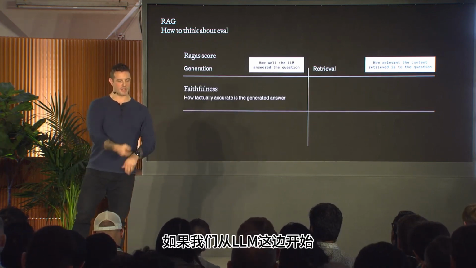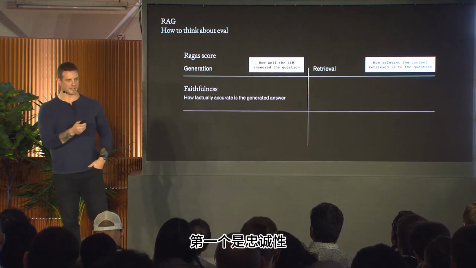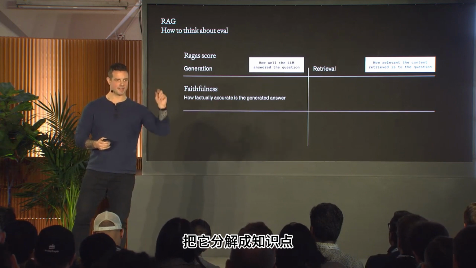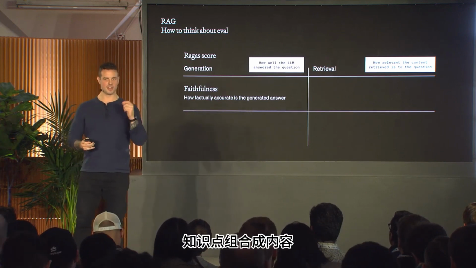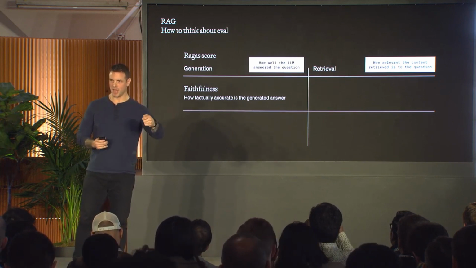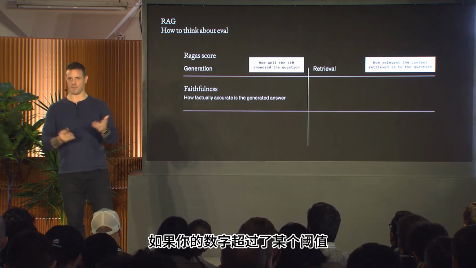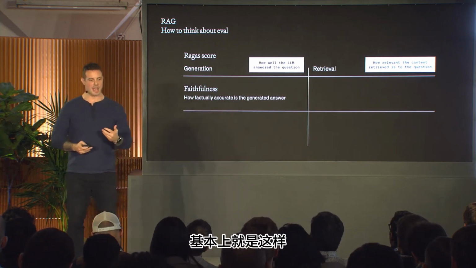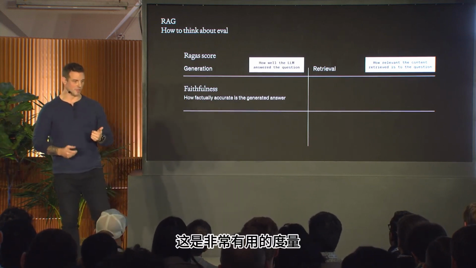So if we start off with the LLM side, the first one is faithfulness. It takes the answer and breaks it into facts, and then it reconciles each of those facts to the content. And if it can't reconcile a fact, that's hallucination. And then it returns a number. And if your number is above a certain threshold, you block that because you found hallucinations, basically. This is one very useful metric that comes out of it.